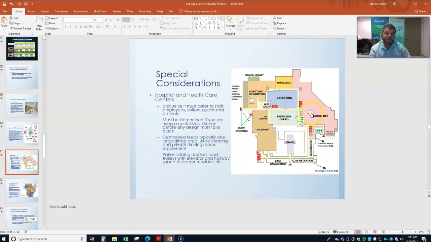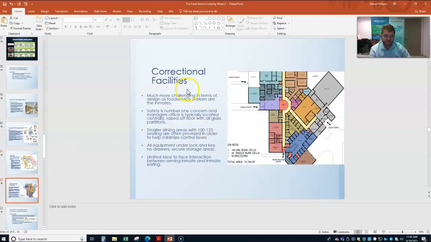These are some more of the design components and layout of a hospital and healthcare center. So while we take a look at menu, we also want to take a look at the design components and how it works. And you can see that this cafeteria is centrally located close to the admitting and the entrance, close to the gift shops, but not too far away from anything that they can attend. And then also correctional facilities.